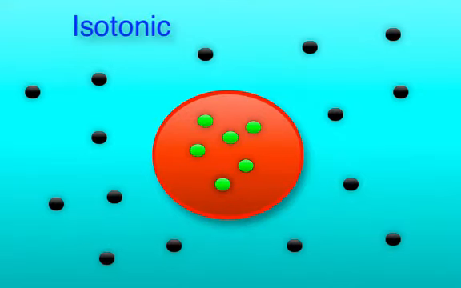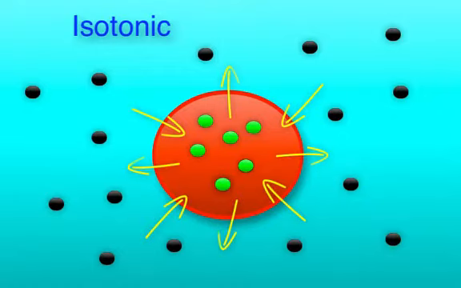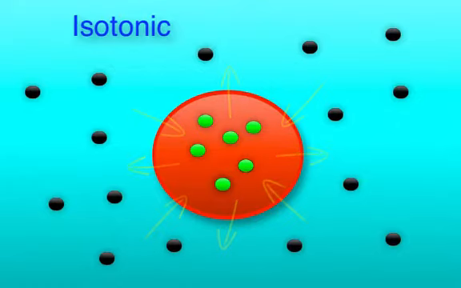Let's consider cells in solution. The fluid inside the cell, or intracellular fluid, has a certain number of solutes within it. The fluid outside the cell, or extracellular fluid, has a certain number of solutes within it as well. If the concentration of solutes outside the cell is equal to the concentration of solutes inside the cell, then the extracellular fluid is considered isotonic. When a cell is in an isotonic solution, water molecules will freely cross both ways, in and out of the cell, but the concentration of the solution on either side of the membrane stays the same.